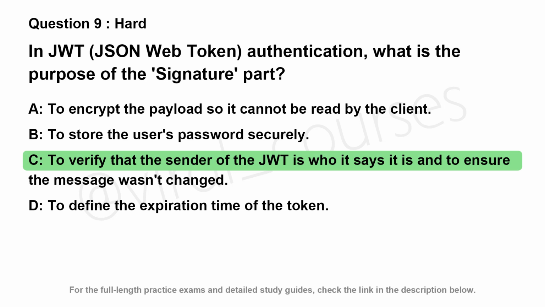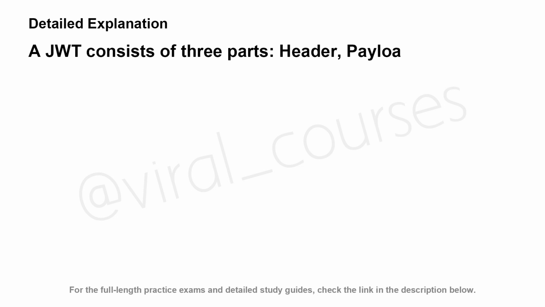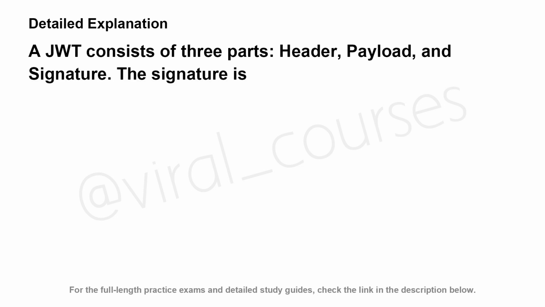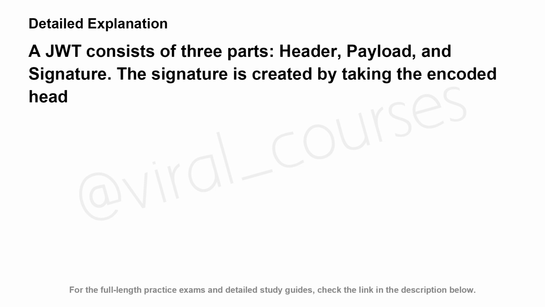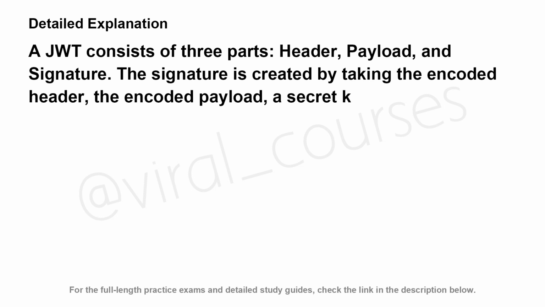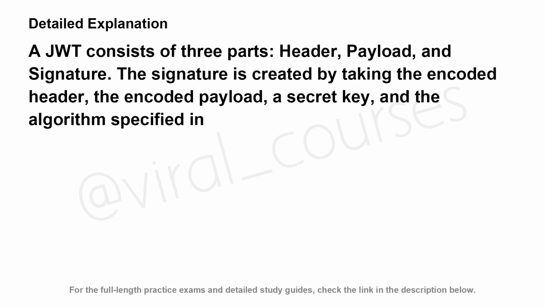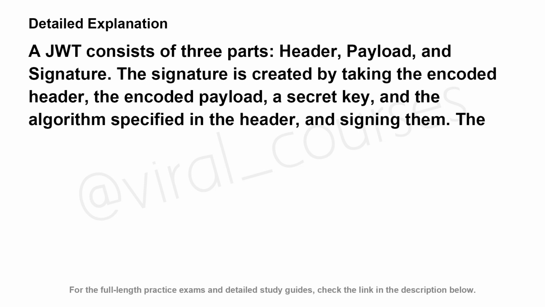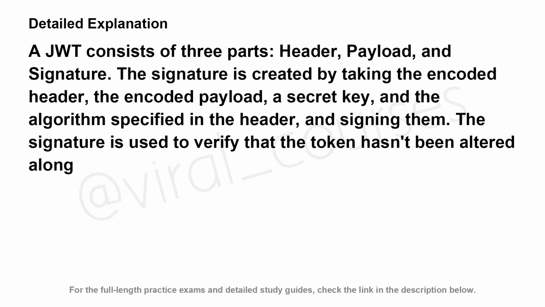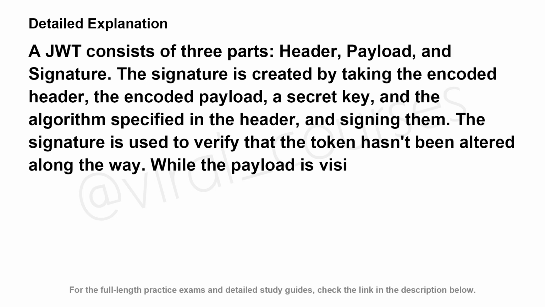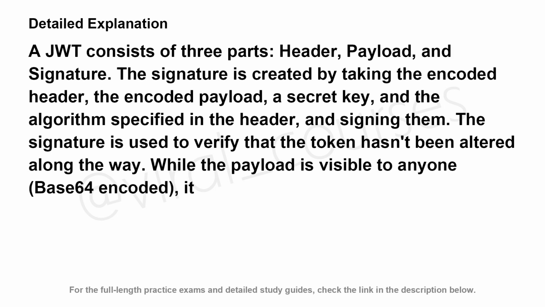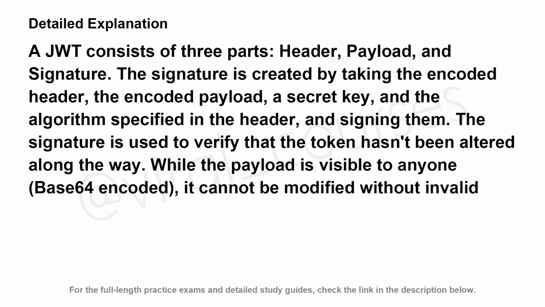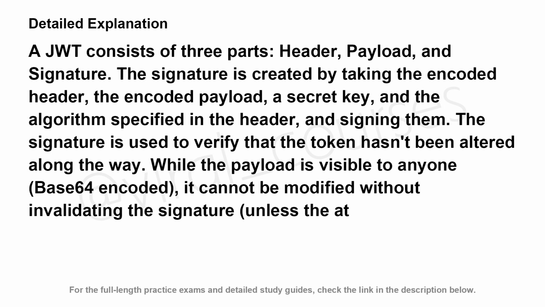The correct answer is C. A JWT consists of three parts: header, payload, and signature. The signature is created by taking the encoded header, the encoded payload, a secret key, and the algorithm specified in the header, and signing them. The signature is used to verify that the token hasn't been altered along the way, while the payload is visible to anyone, Base64 encoded. It cannot be modified without invalidating the signature, unless the attacker has the secret key.